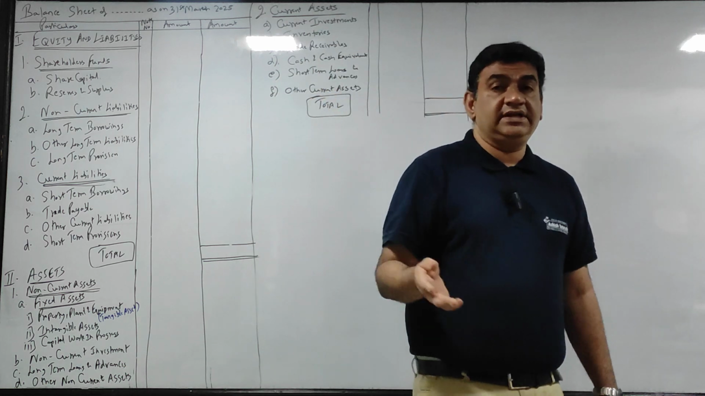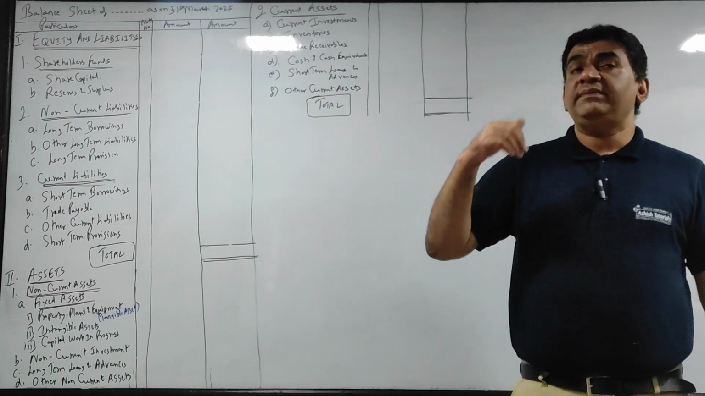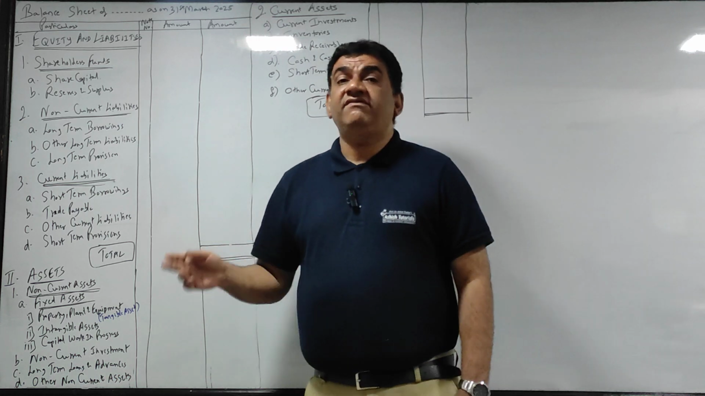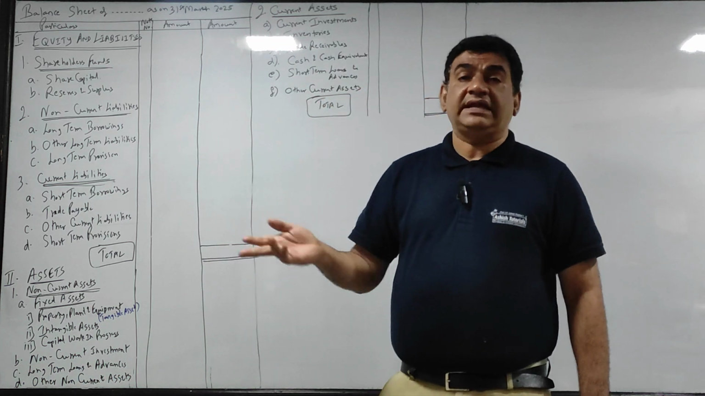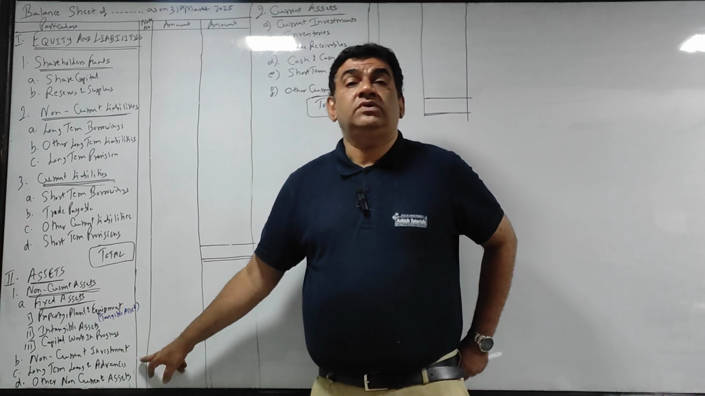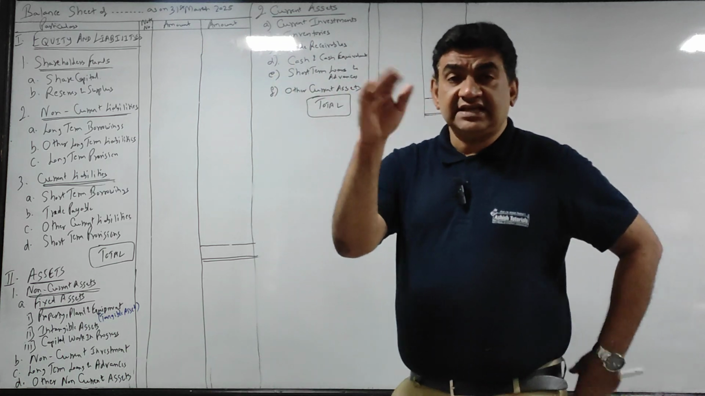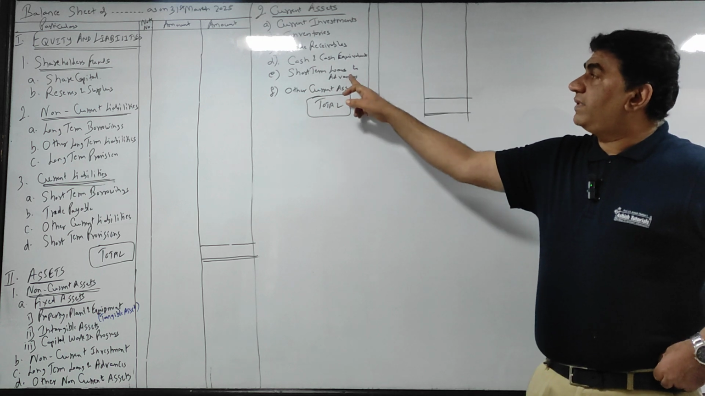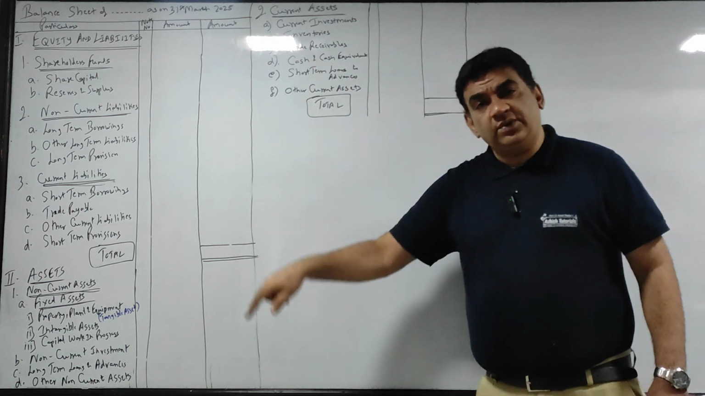Next, C, long-term loans and advances. I give loan to somebody. Okay. मैंने मेरे स्टाफ को एडवांस दिया. I will recover after 1 year. I will adjust against the salary after 1 year. Then it becomes long-term loans and advances. अगर 1 साल के अंदर adjust करूंगा, 1 साल के अंदर recovery हुआ, then it will be a part of short-term loans and advances.